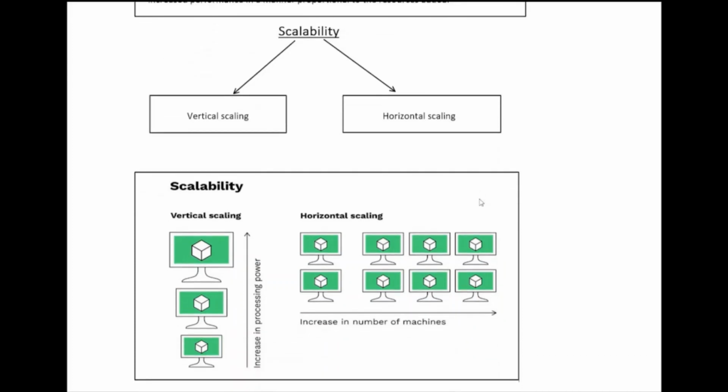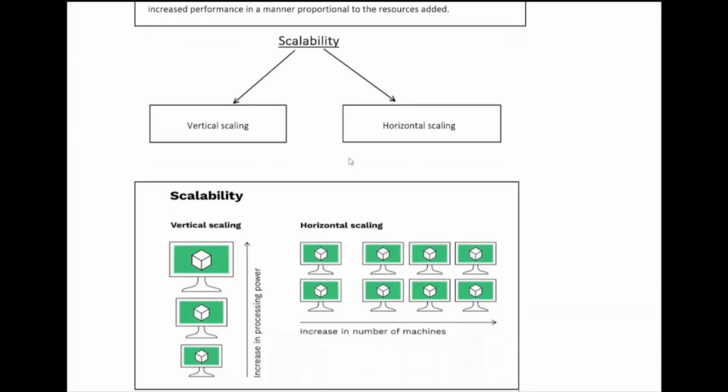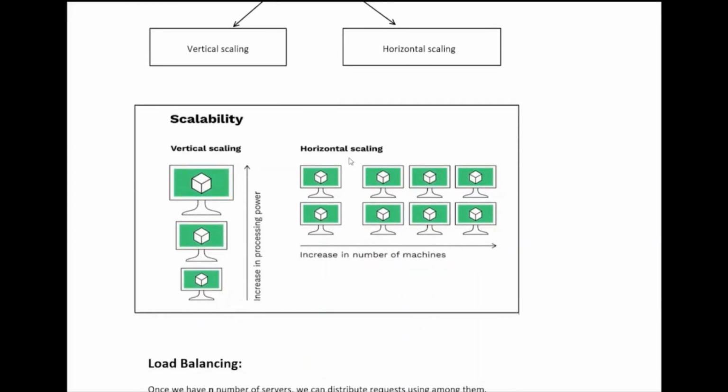As your application grows, you need to add more and more resources to serve the increased traffic in the incoming requests. So your service or application is scalable if it can do more units of work on adding more resources. This can be done in two ways. The first one being vertical scaling.